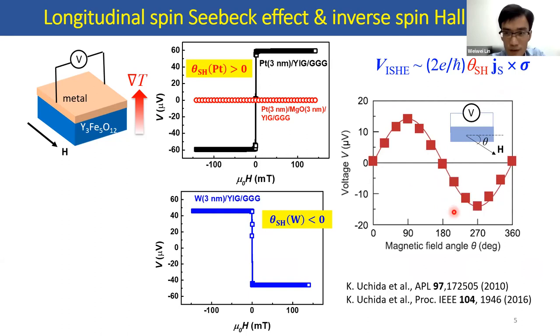So if we do the angular dependence, we can see a sine dependence. Here theta is the angle between the applied field relative to the voltage direction. This is the in-plane angle. It's a sine dependence because the spin current crosses the spin index. This is a typical behavior of the longitudinal spin Seebeck and the inverse spin Hall voltage. So this has been intensely studied.